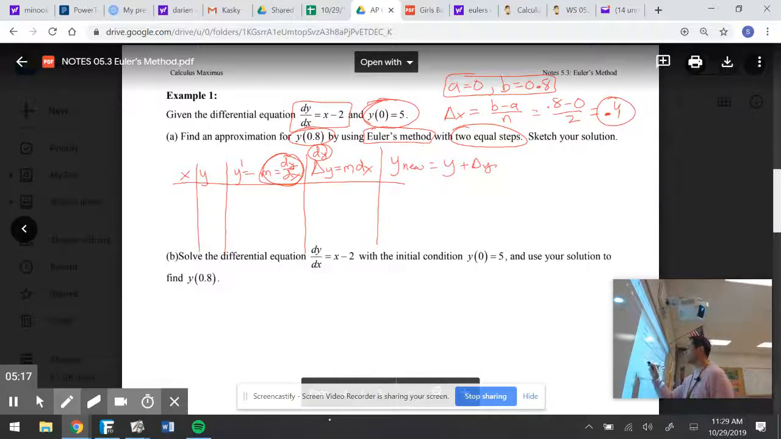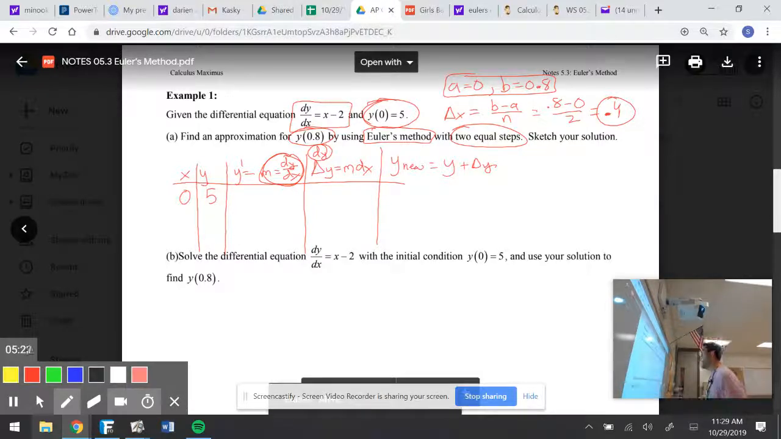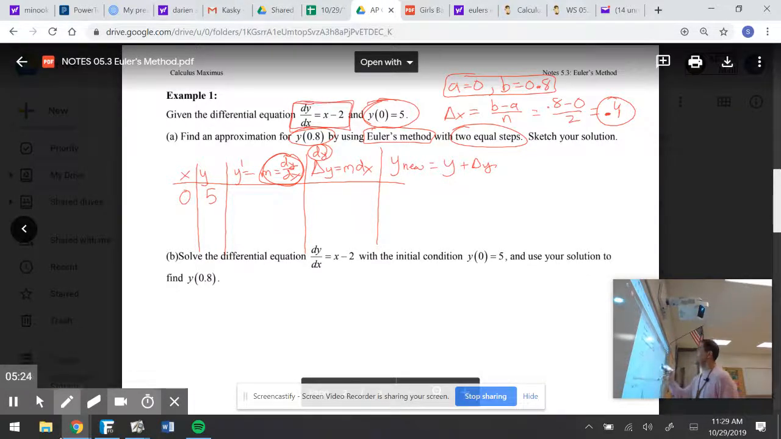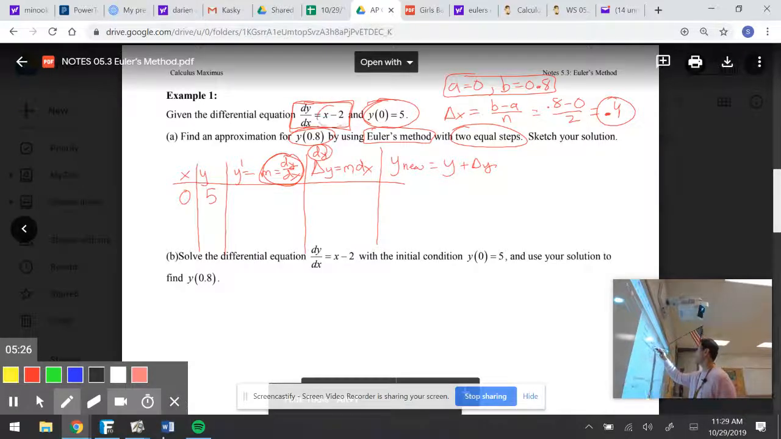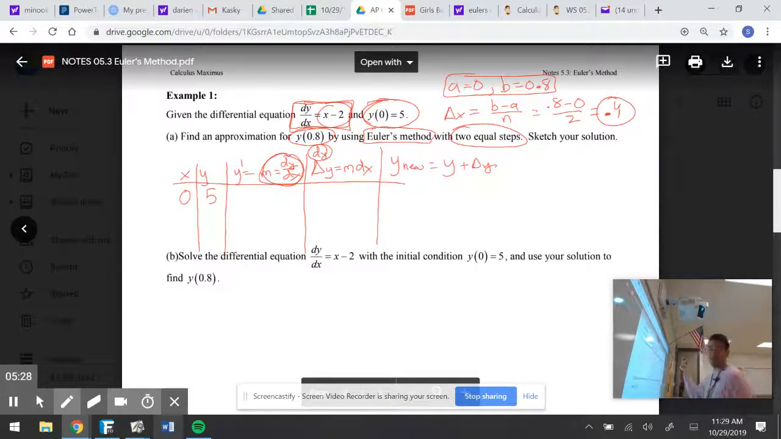Get this started, and we use our initial value, which is (0, 5). How do I find y prime? Well, it's right there. It just means I put a 0 in for x and a 5 in for y, but there's only an x. So I'll show all my work. I have my dy/dx, or my y prime, which would be equal to 0 minus 2, which would be equal to negative 2. So there's my y prime.